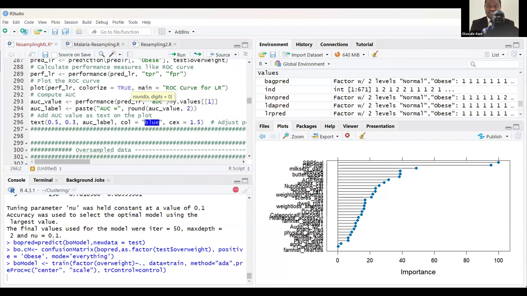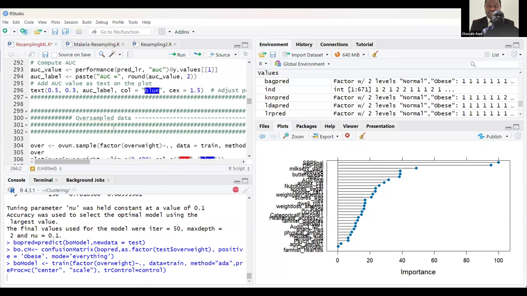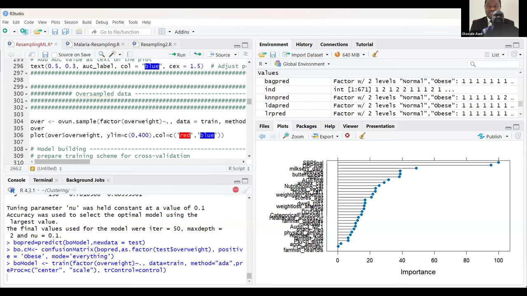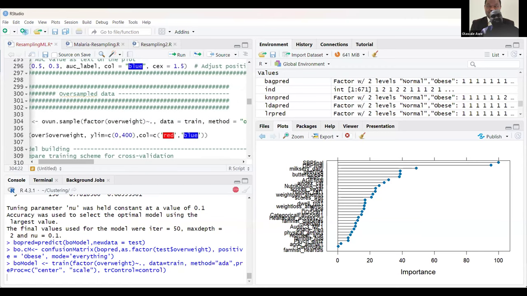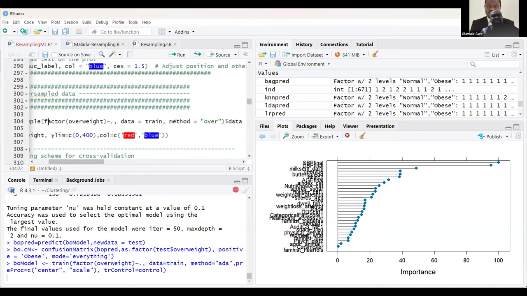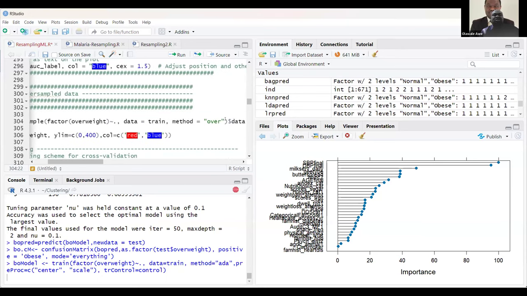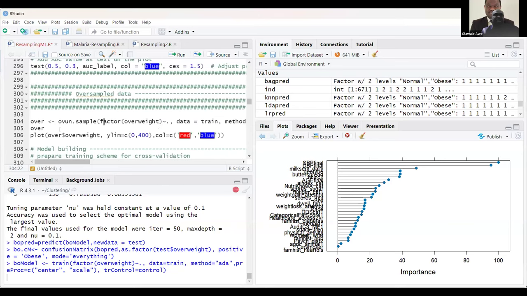Now, after this first aspect, this is where I begin to resample the data set. I take the same data and use the ovun.sample function in the ROSE package to do this. The same function, data equals train. The main thing that will change here is method equals over. Watch the way I do it, then $data. This is very important. Method equals over. Now we have a new data set, over.